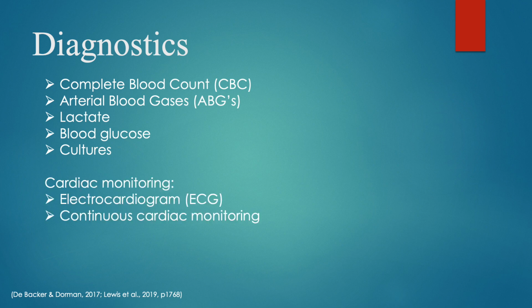Cardiac monitoring can include ECG and continuous cardiac monitoring to note any developing cardiac dysfunction. Chest X-ray, as the lungs can be a source of infection, and patients are also at risk of developing acute respiratory distress syndrome. Finally, hemodynamic monitoring will detect changes in arterial and venous pressure. Mean arterial pressure should remain above 65 millimeters of mercury.